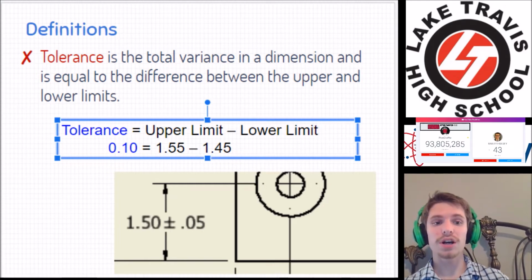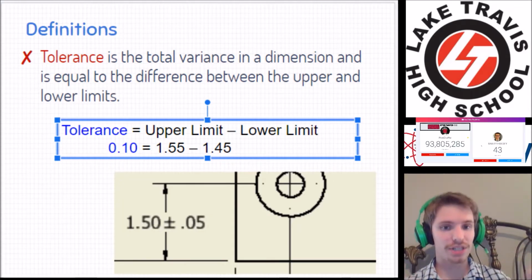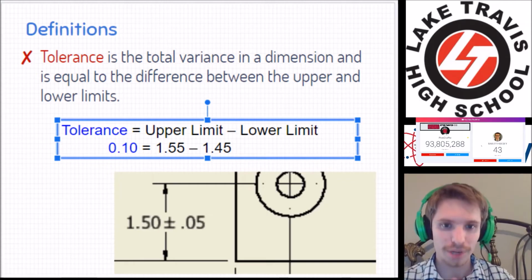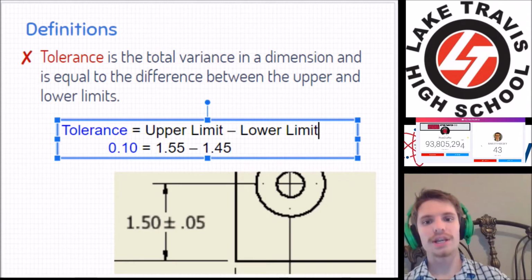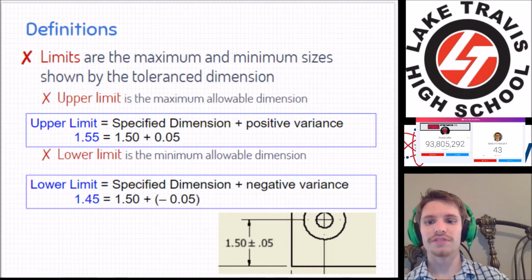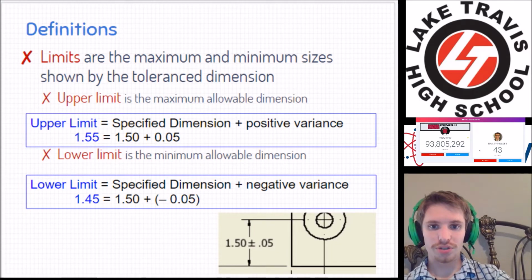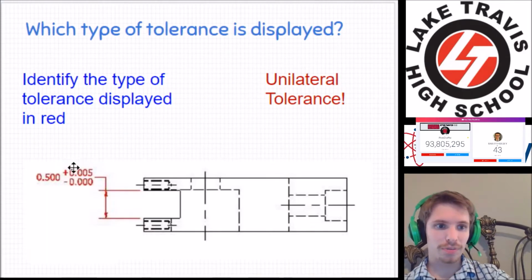You can also say tolerance equals positive variance plus negative variance, the absolute value of the sum, or you could say absolute sum of positive and negative variance. So the sum of the absolute value of positive and negative variance. If you have a unidirectional tolerance like this one, your positive variance is 5, your negative variance is nothing. So the absolute sum of those is 5 thou. And that would be the tolerance.